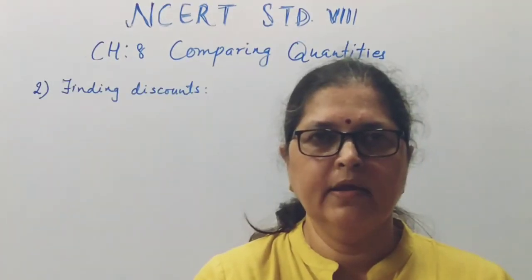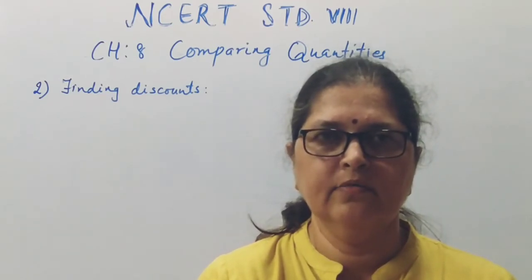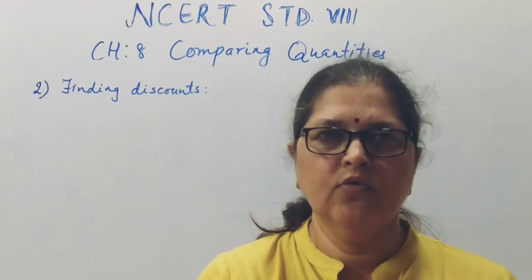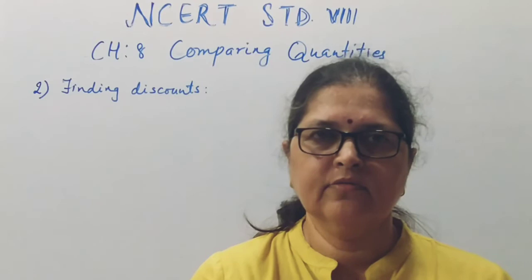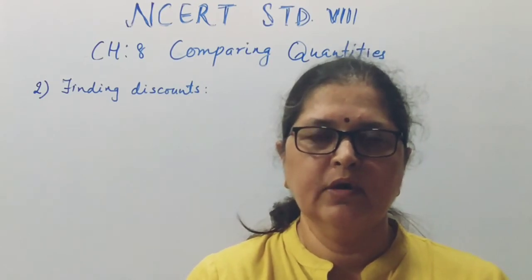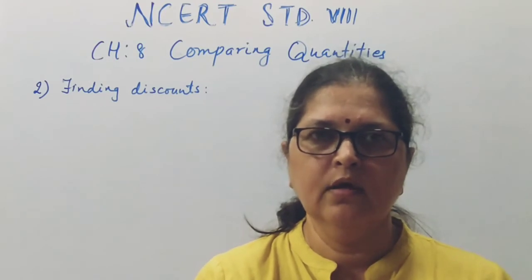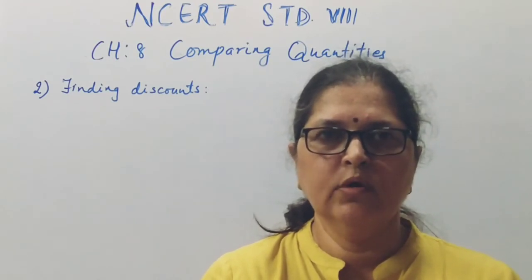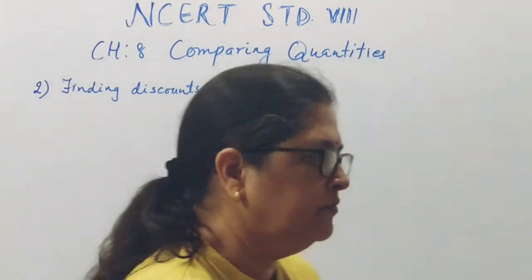Number 2, finding discounts. You must have seen hoardings, banners or advertisements of sale or discount. These sales and discounts are offered to attract the customers and to promote the sale of the articles. So how to calculate discount and then discount percent?